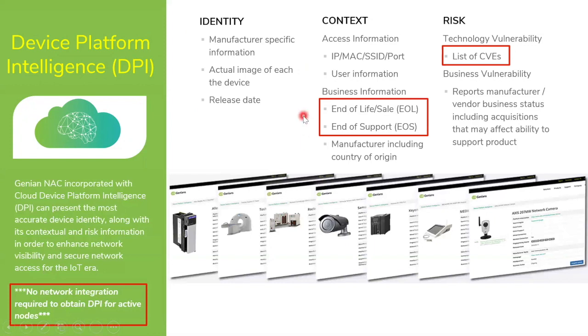We're going to be focusing a lot today on the end of sale, end of support capabilities of DPI, as well as the ability to link specific platforms to vulnerabilities. So this information is one of the things that distinguishes DPI and makes it a next-gen device fingerprinting platform, and differentiates it from legacy device fingerprinting. Also, one of the common themes we'll be talking about today is that there is no complex network integrations required to obtain DPI for active nodes on the network. And we'll explain a little bit more about how that's possible.